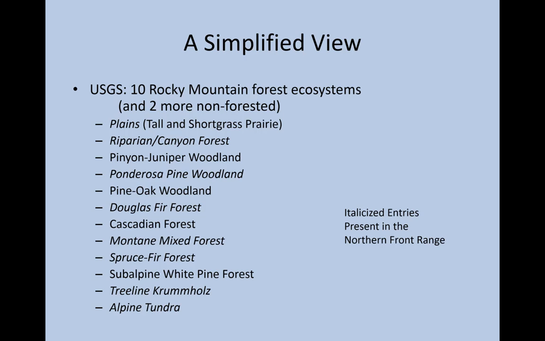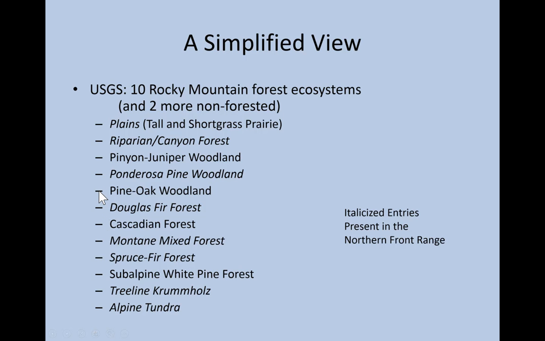Now, we're talking about 4 major forest communities. And that's in fact a simplified view of what's really going on. If you were to ask the USGS, they would tell you that the Rocky Mountains have about 10 major forest ecosystems, and a couple more that exist beyond the forested zones. You can see them all listed out here: plains and riparian forests and all sorts of things.